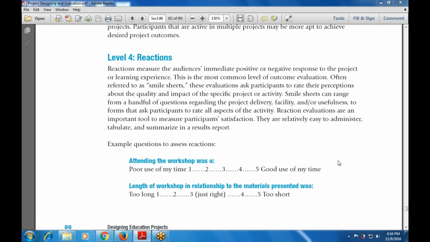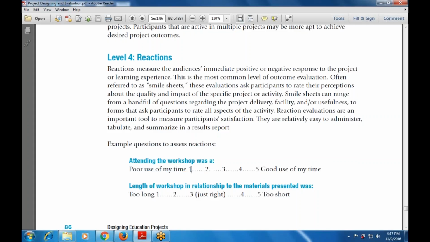Now, let's talk about what a reaction is. We can say it is a range, or the level of satisfaction, that is used in the result report. These are welcomed, and they are relatively easy to administer, tabulate, and summarize in a result report. For example, a question to assess the reactions is: attending the workshop was a poor use of my time.